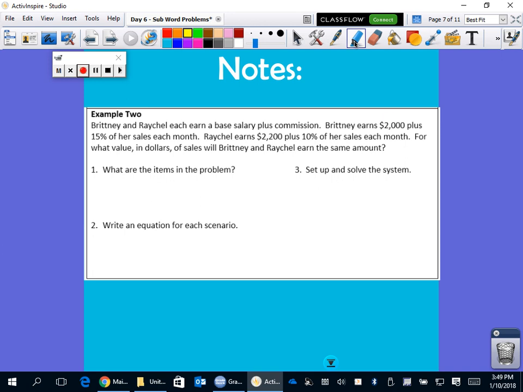So Brittany earns $2,000 plus 15% of her sales each month. Rachel earns $2,200 plus 10% of her sales each month. For what value in dollars of sales will Brittany and Rachel earn the same amount? Okay, so we have our first items. We have X equals and Y equals.